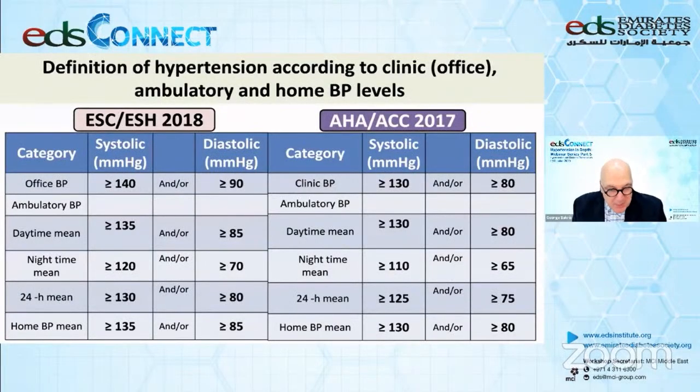This is just a comparison to show you the differences in when people are starting to treat blood pressure. In Europe, 140 over 90; in the US, if you're at high risk, 130 over 80. The ambulatory blood pressure monitoring data really have not been validated, and they're adjusted for the lower readings. The European guidelines are adjusted because they're the old ABPM readings.